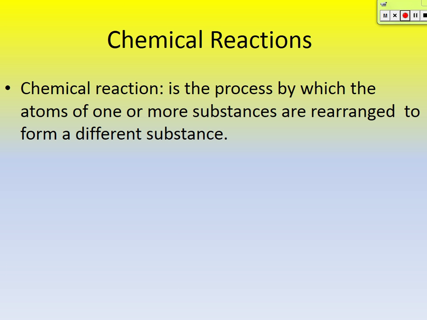Chemical reactions. So please be following along in your guided notes, Chapter 6. Chemical reaction, you're supposed to write down the definition. This is one of our vocab words. A chemical reaction is the process by which the atoms of one or more substances are rearranged to form different substances.